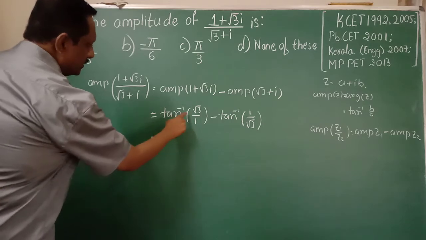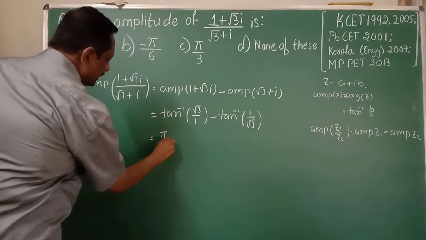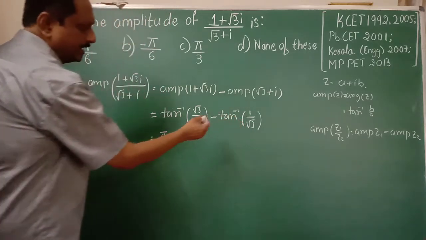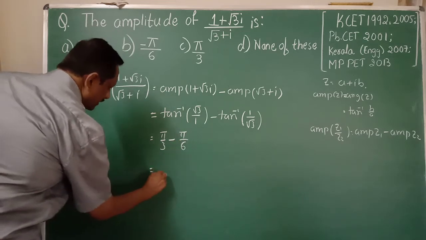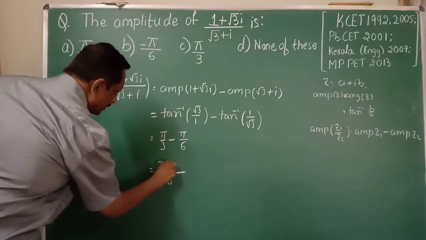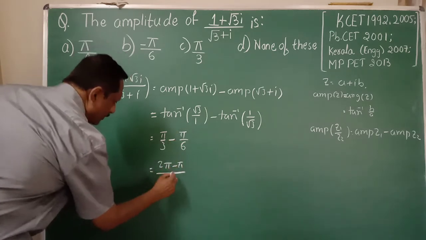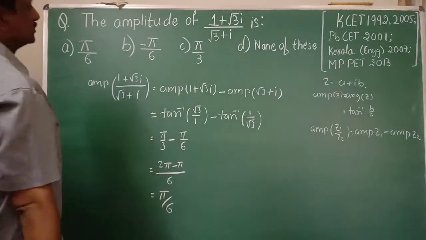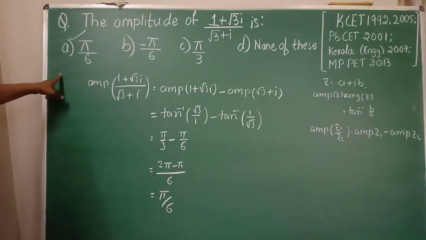So tan inverse root 3 means pi divided by 3, that is 60 degrees, minus tan inverse 1 by root 3, which is 30 degrees. 30 degrees means pi divided by 6. Therefore, taking the LCM 6, 3 2s are 6, 2 pi minus, 6 1s are 6, so it is pi. 2 pi minus pi gives pi divided by 6. So pi by 6, the first option is correct. Pi by 6 is the answer.